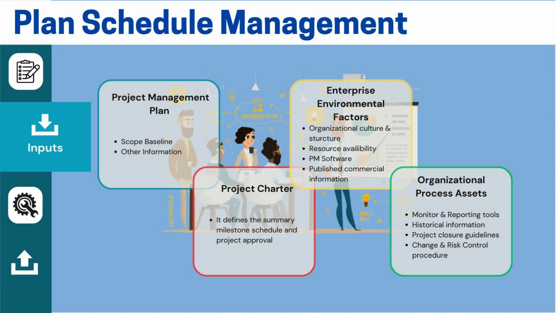Apart from that, there are additional factors to consider while working on the scheduling aspect of the project. One such input is enterprise environmental factors. These include internal and external elements that impact the project. For instance, cultural aspects of the organization can influence the project. How is the organizational structure, hierarchical or flat? Is it inclusive, process-oriented, or autocratic? The leadership style within the organization can also have a significant effect.